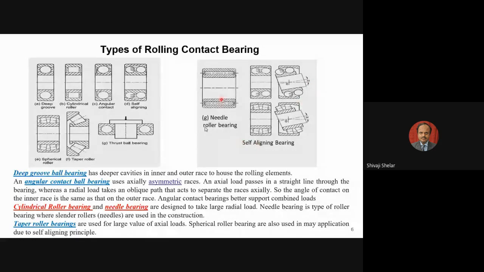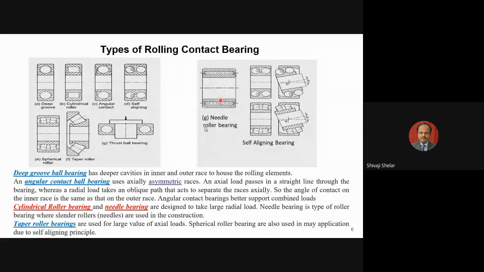So I talked about needle bearing. When your roller length is greater than diameter, you use needle bearing. So this is the outer race, this is the inner race, and these are the rolling elements which have larger length. Needle roller bearings are used when you have very small space to mount the bearing. So there is a limit on the external diameter. Suppose this diameter cannot be very large.